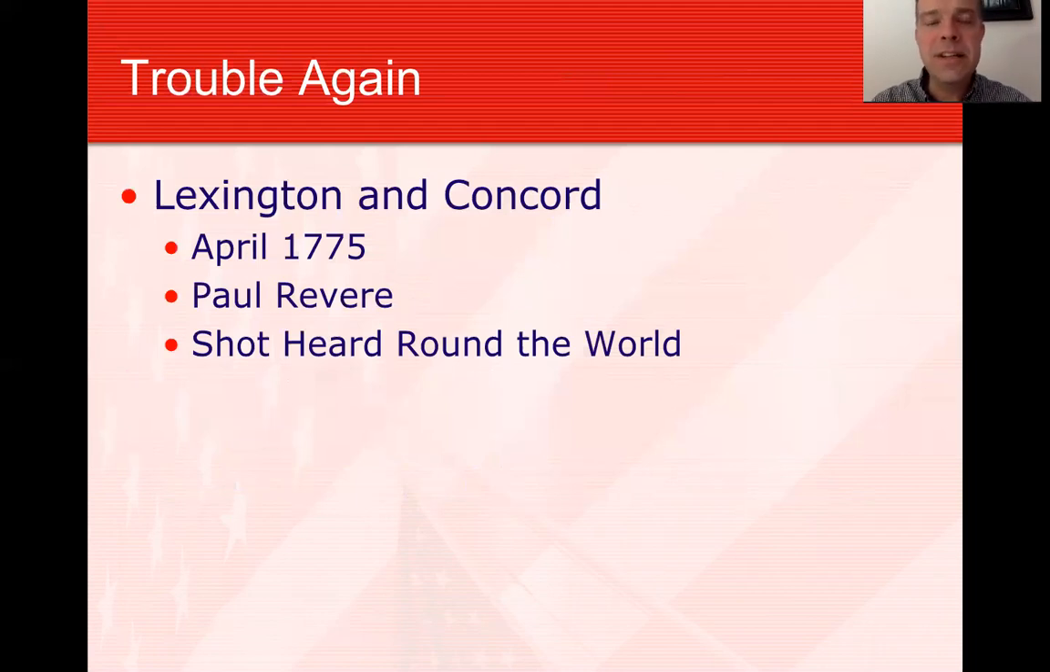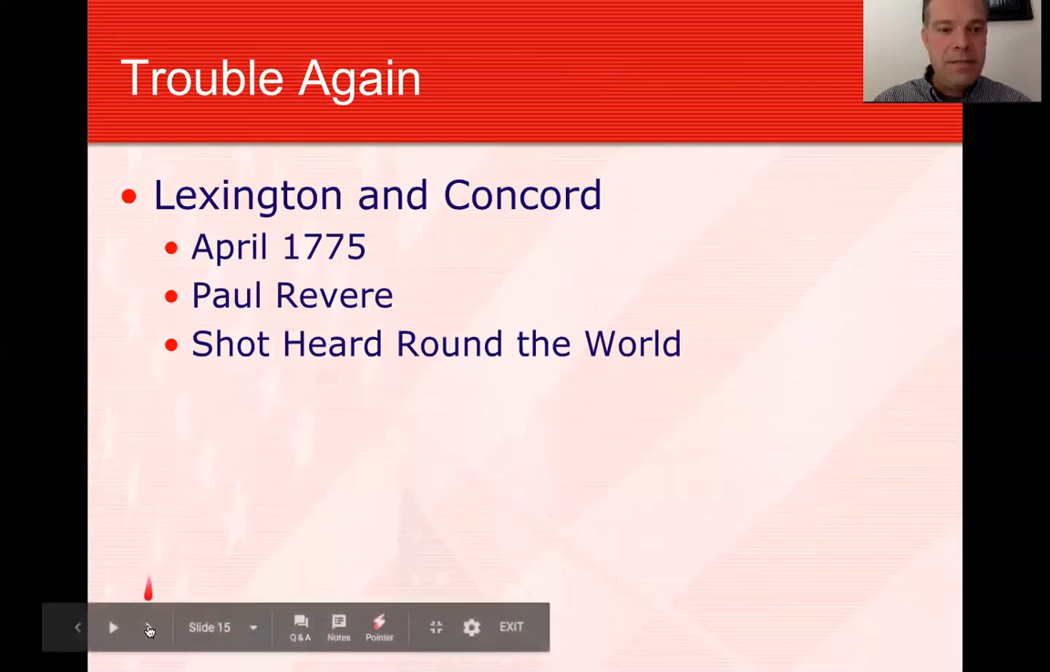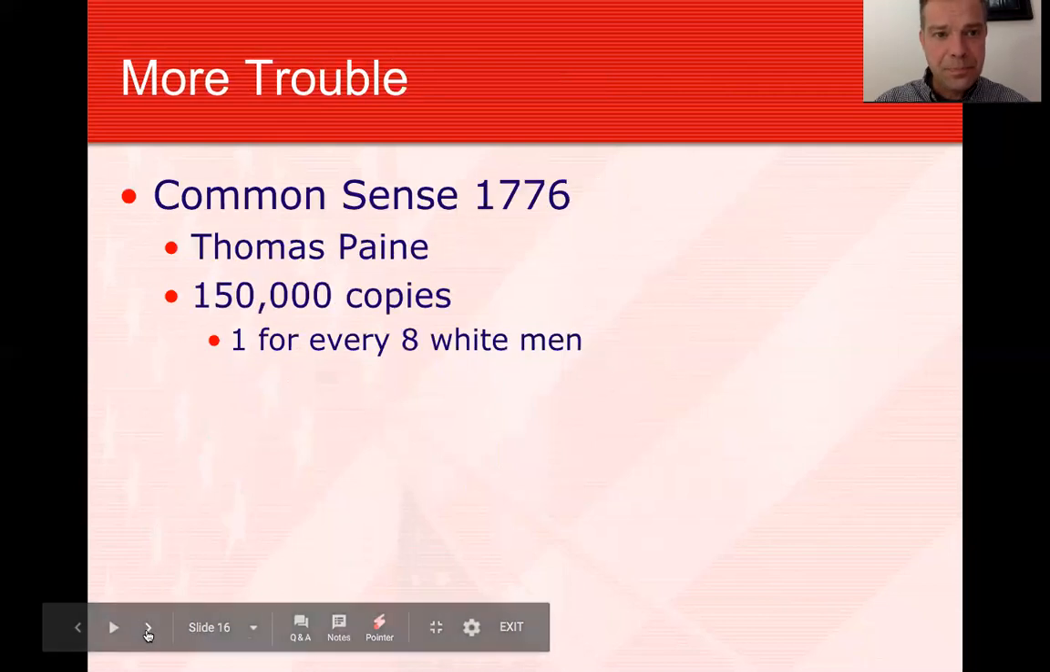And the skirmishes that took place in Lexington and Concord between the colonists and the British soldiers became known as the Shot Heard Round the World. This was really the first time that a group of people or a country was trying to claim their independence from a large, powerful country like England.